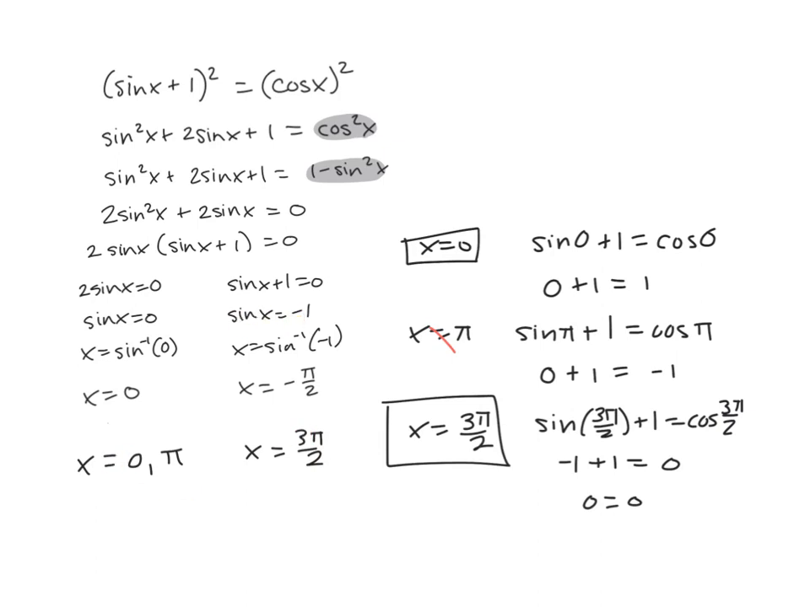So since we did square both sides, we do need to check our solutions. So if you check x equals 0, substitute in, it works. However, if you check x equals pi, you actually get 1 equals -1. So that answer is extraneous. 3 pi over 2 also works, so here we have 2 answers.